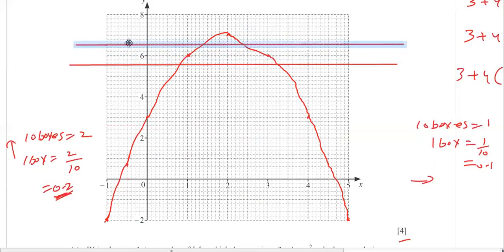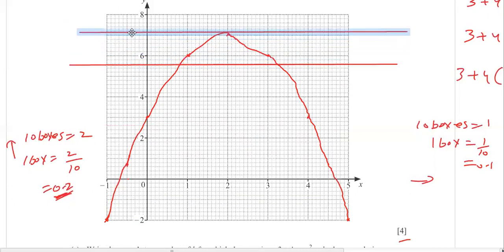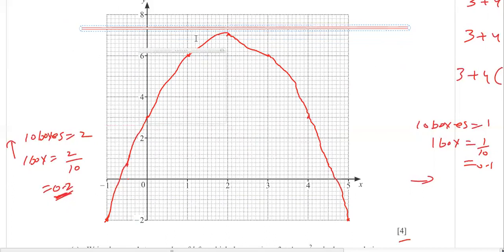If I take here, at this point, it touches at one point only. But if I take it above this peak point, and we know very well that this peak point was 7, in that case, y was 7. So it means going above this one, it will have no solution.